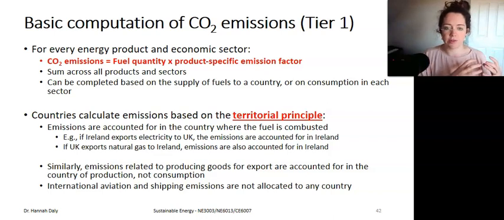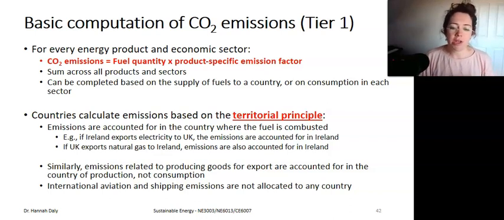generates excess electricity, we have an interconnector with the UK, and we export, say, 10% of our electricity to the UK. The emissions from that electricity are accounted for in Ireland, because the fossil fuels were burned in Ireland to create it. On the other hand, if the UK drills a lot of natural gas in the North Sea and exports it to Ireland, emissions are also accounted for in Ireland, because it's in Ireland where the natural gas is combusted.